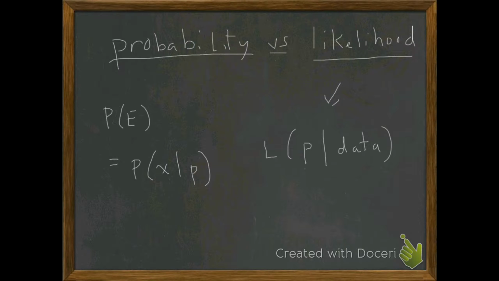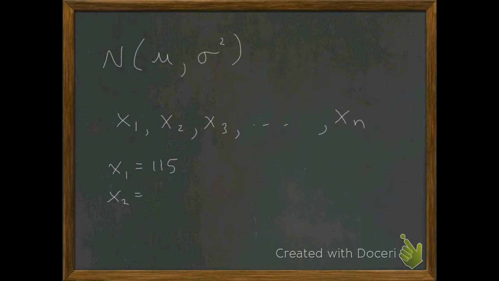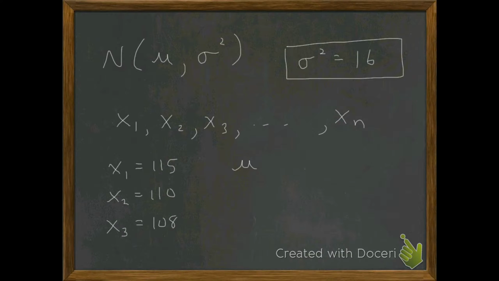Now, here's an example, kind of geometrically. Let's say that I'm focusing on a normal distribution with mean mu and a variance. And I collect some observations from the normal distribution. Let's just say, for example, that my observations are 115, 110, and 108. Now I look at different distributions, and let's just keep it really simple here. Let's say that our variance is set and equal to 16. So mu, if you think about it, could be anything.